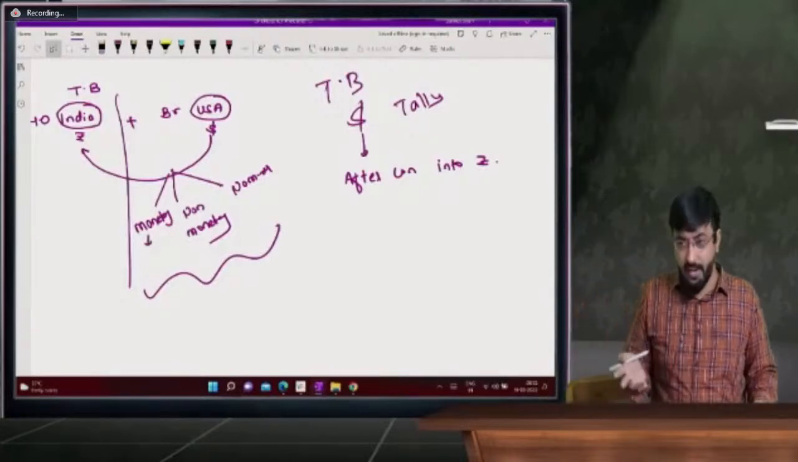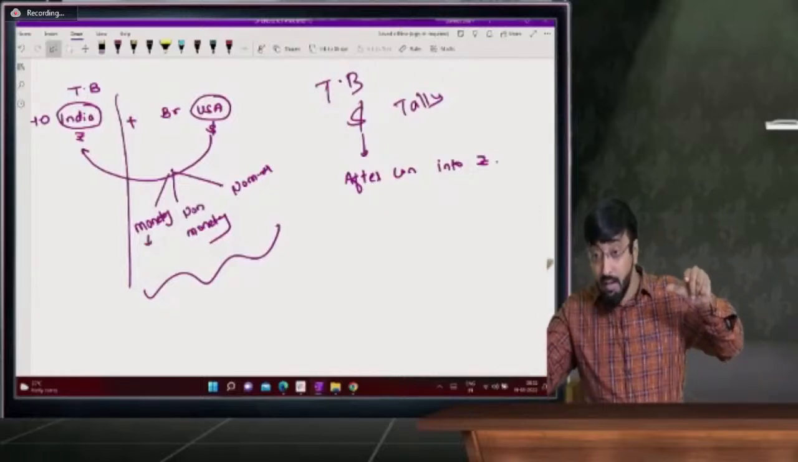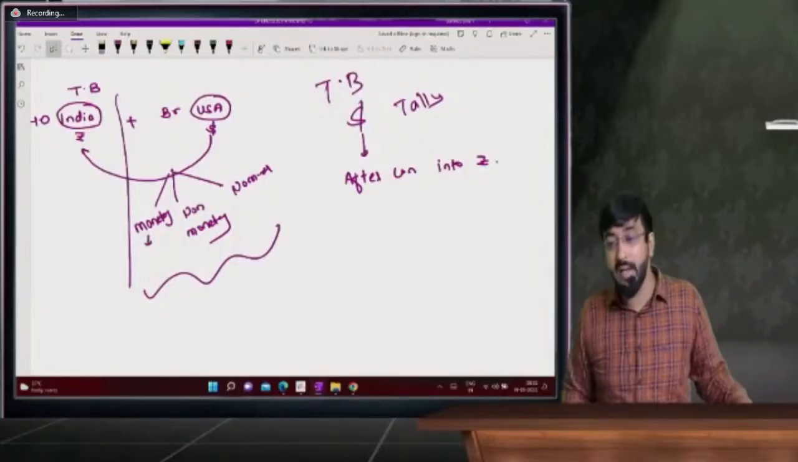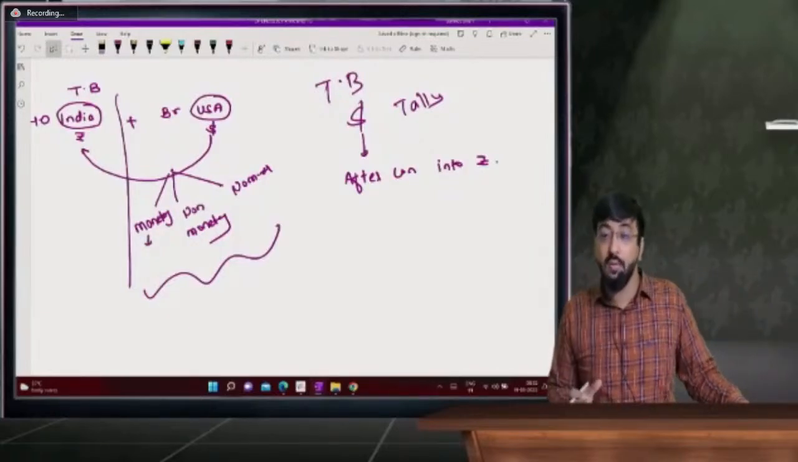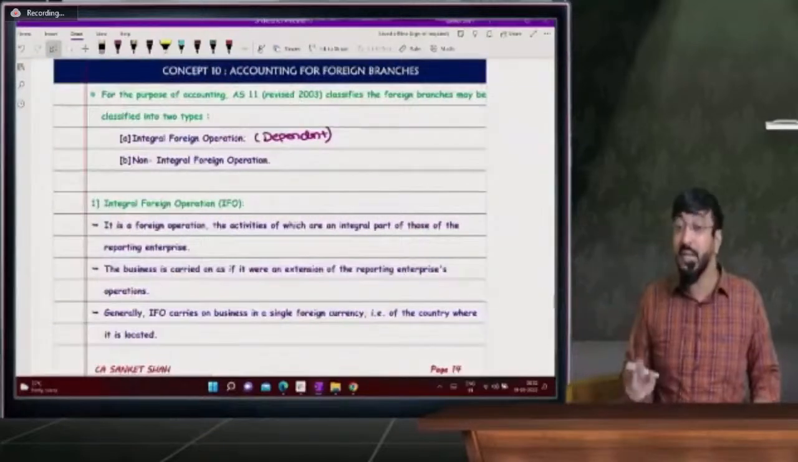So these are monetary items. Non-monetary means the balance sheet amount and the real life value are different. And nominal accounts are trading and P&L items. This is very important to divide, because operation wise it is separate.